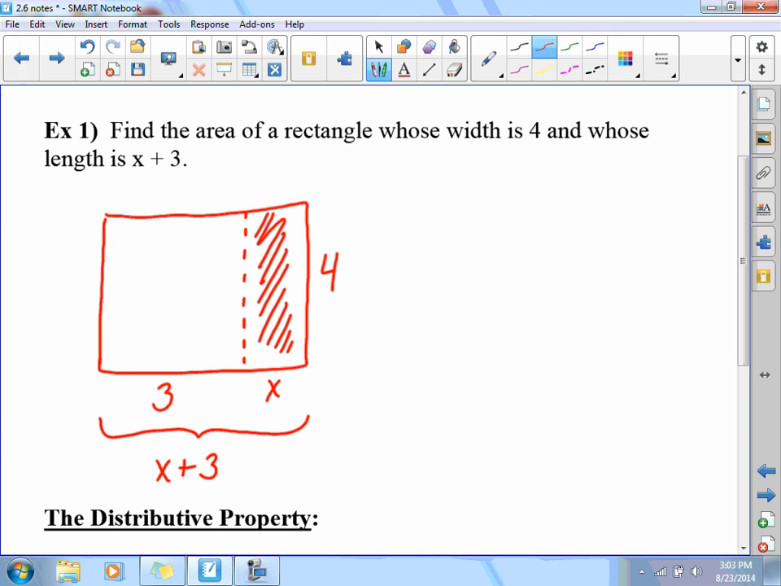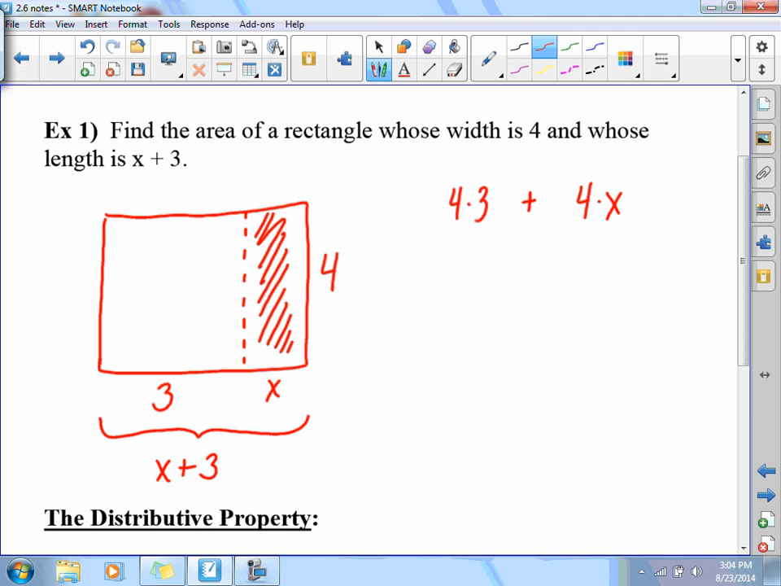If I was going to find the area of the whole big rectangle, really I could find the area of the one on the left, and then find the area of the one on the right, and then add them together. To find the area of the rectangle on the right, I would do length times width, which would be 4 times 3. And then to find the area of the rectangle on the left, I would do length times width again, which would be 4 times x. And then I would add them up.